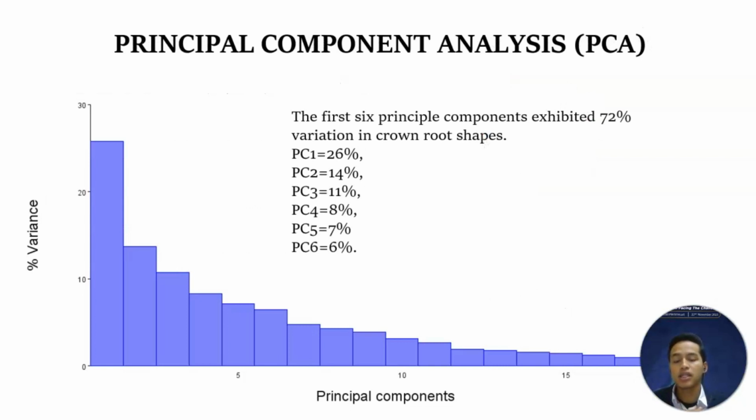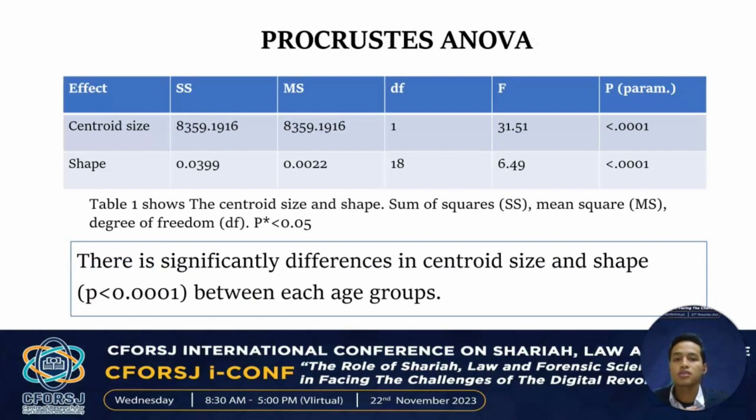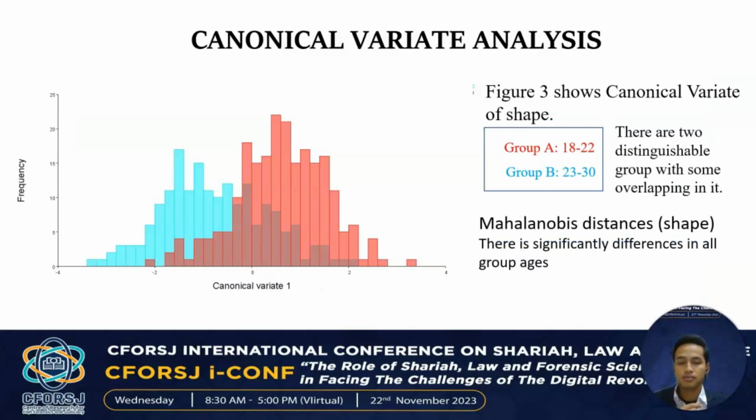For the PCA, we have about 18 PCs, but we only include 6 PCs, since the first 6 principal components exhibit about 72% variation in crown root shape. Based on the Procrustes ANOVA, we can see that there are significant differences in centroid size and shape, as the p-value is lower than 0.0001, between each age group.